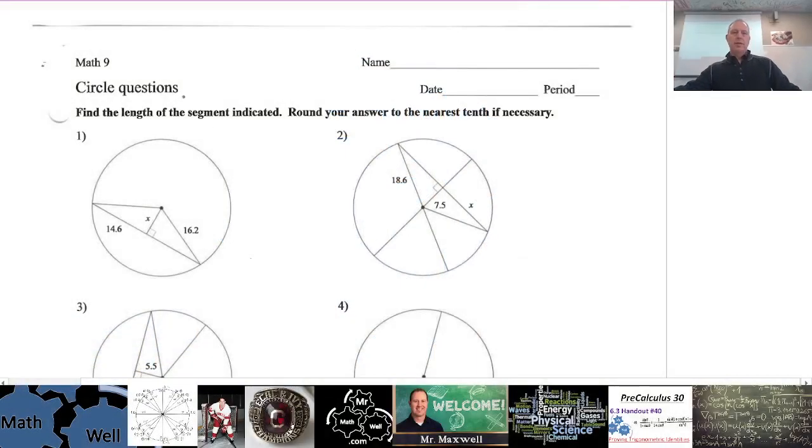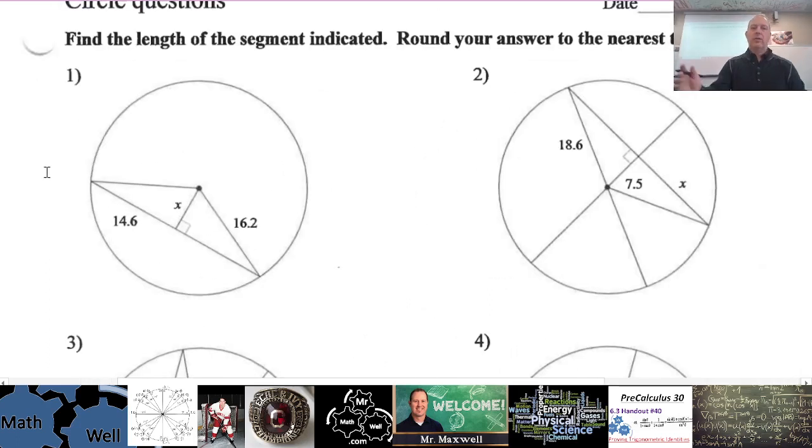Okay, so this is your chapter 8 circle questions. We are looking for missing values for x here on your worksheet, and a few things that you're going to want to know here. In question number 1, for example, we're looking for x. I do see a right triangle that it's a part of. If this is a right angle, that means that this side is a right angle as well. So that's a right triangle that x is a part of.